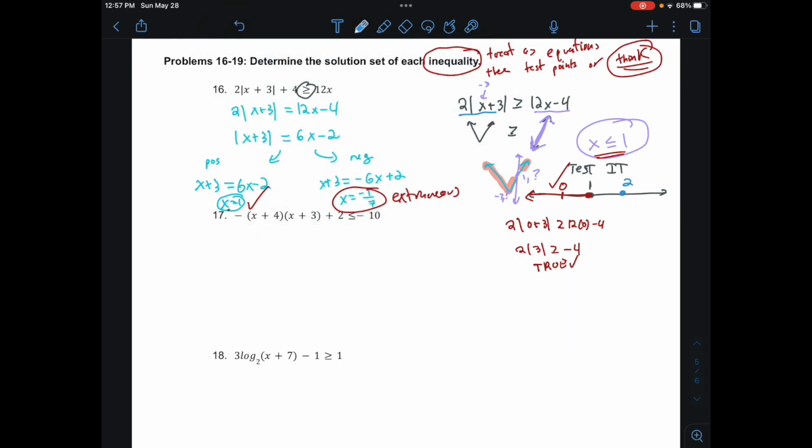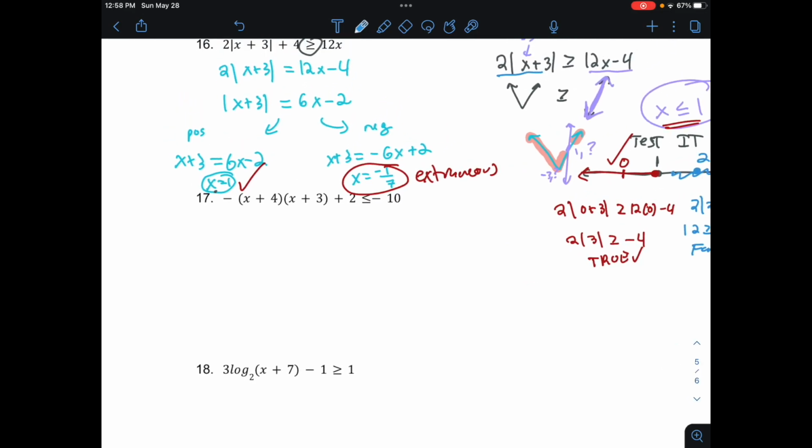If I test a point here, like say I try 2, and I do 2 times the absolute value of 2 plus 3 greater than or equal to 12 times 2 minus 4, getting a little squished. 2 times 6, 12, greater than or equal to 12 times 2 is 24 minus 2. That's false. So this doesn't work. So I don't want values of x greater than 1. If you sort of imagine your regions and solve it, it'll reveal it also. Or you can do the thinking, whatever sounds better to you.